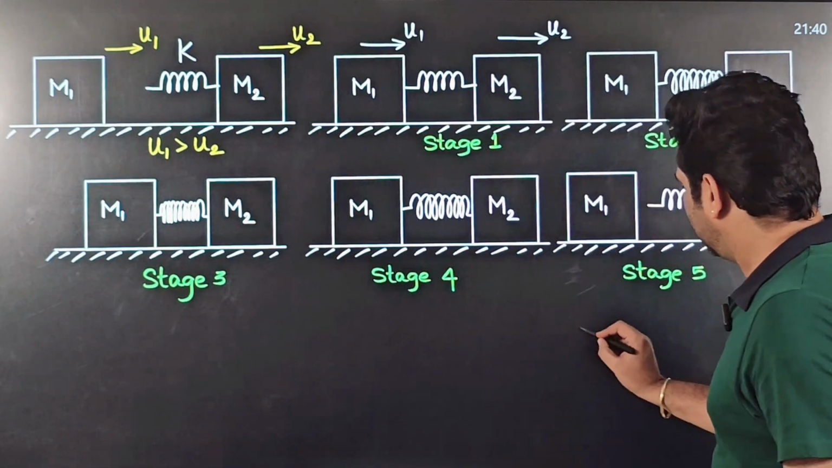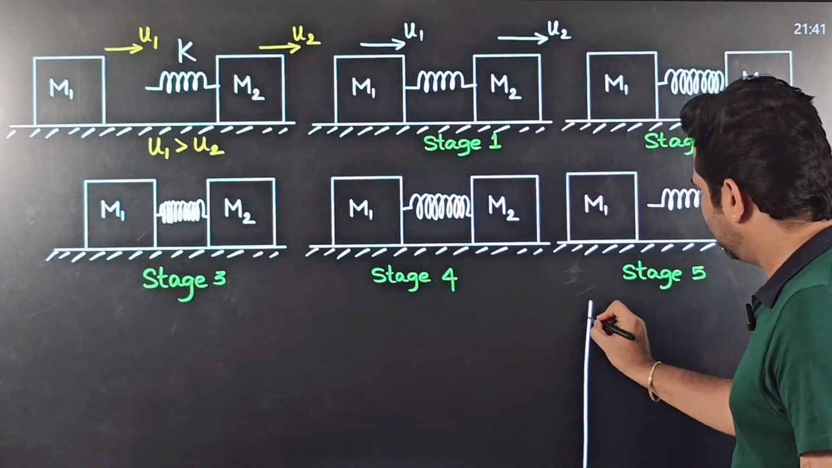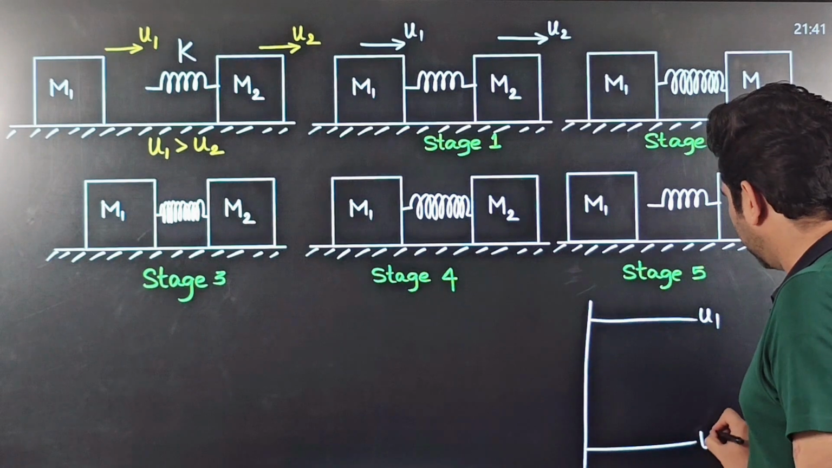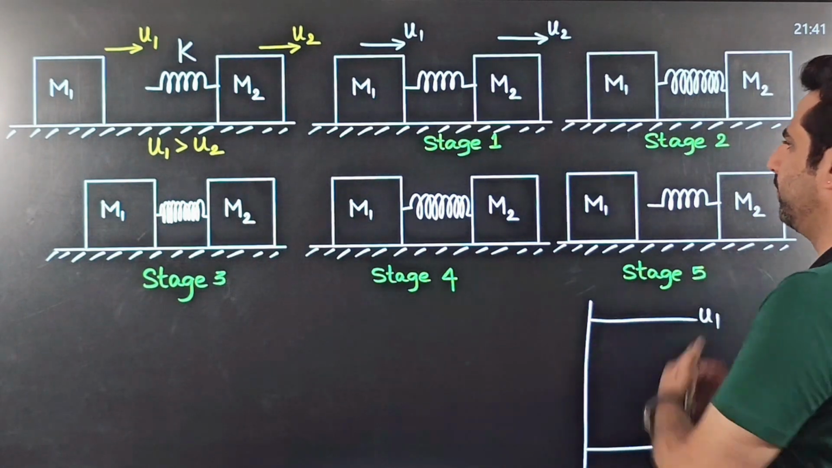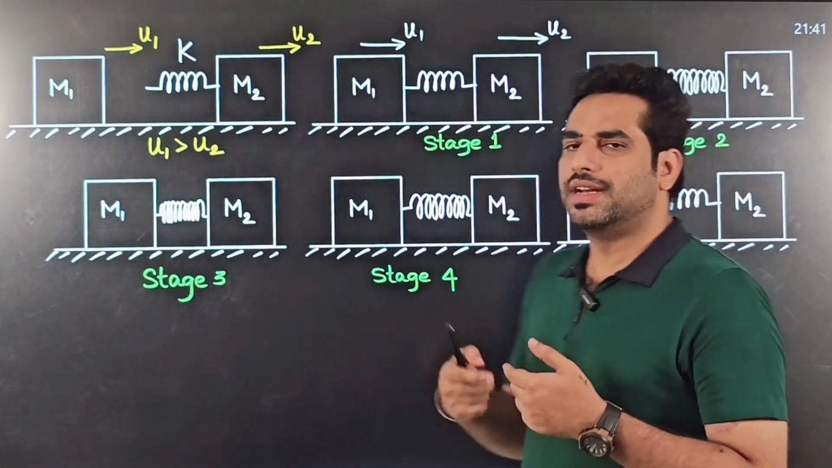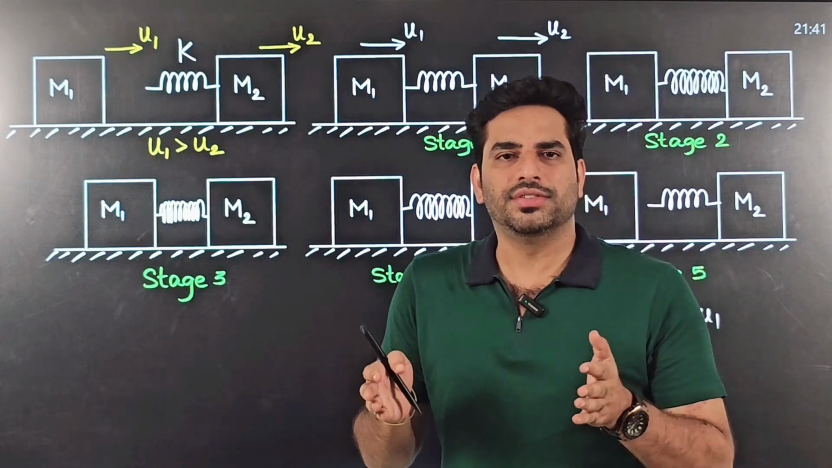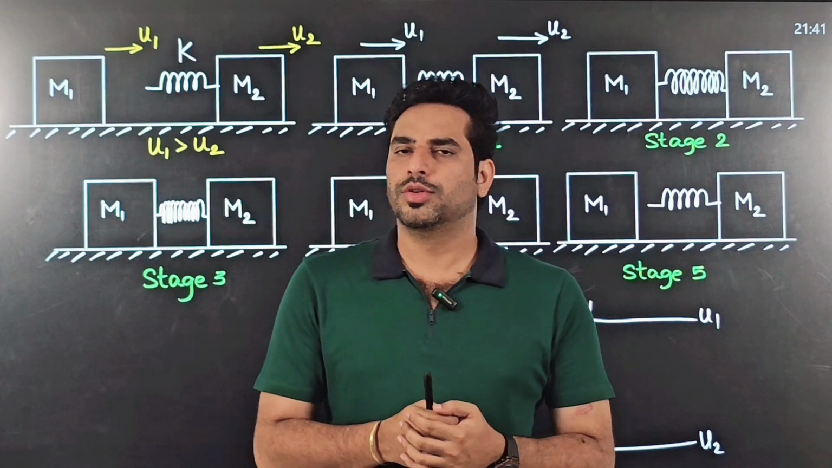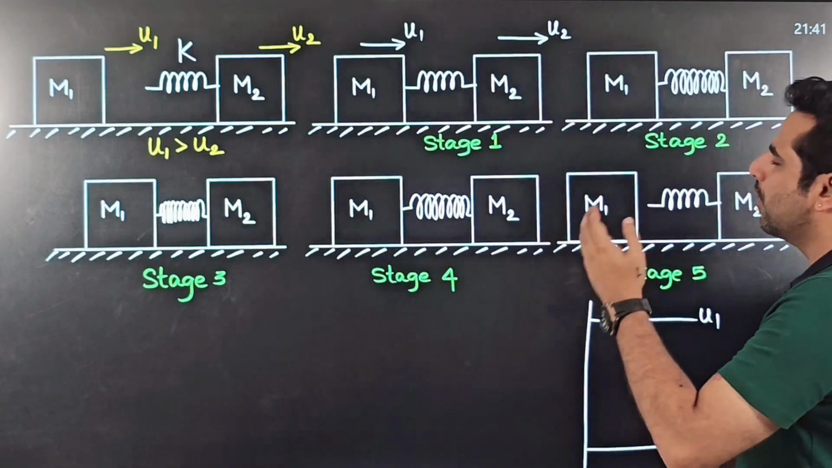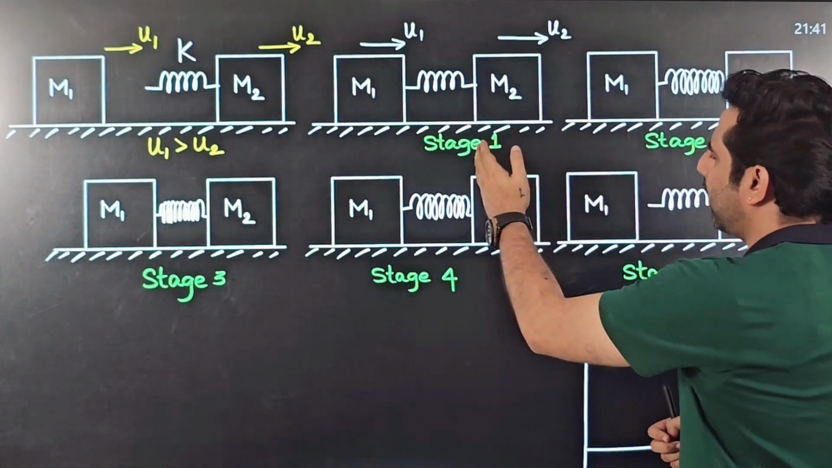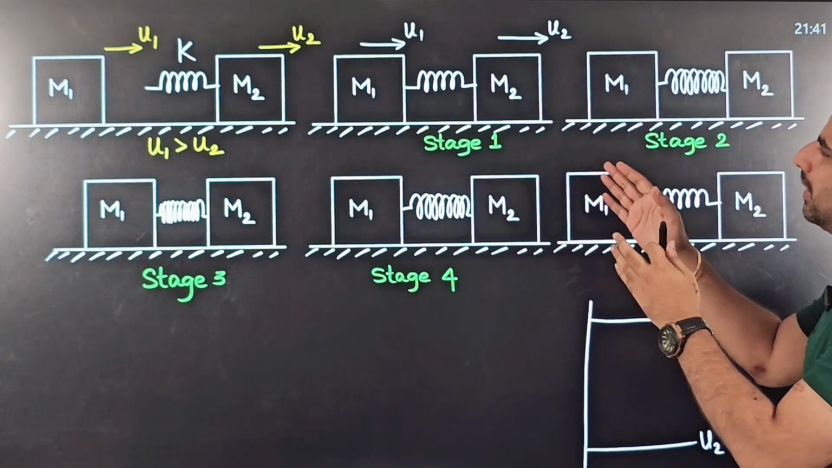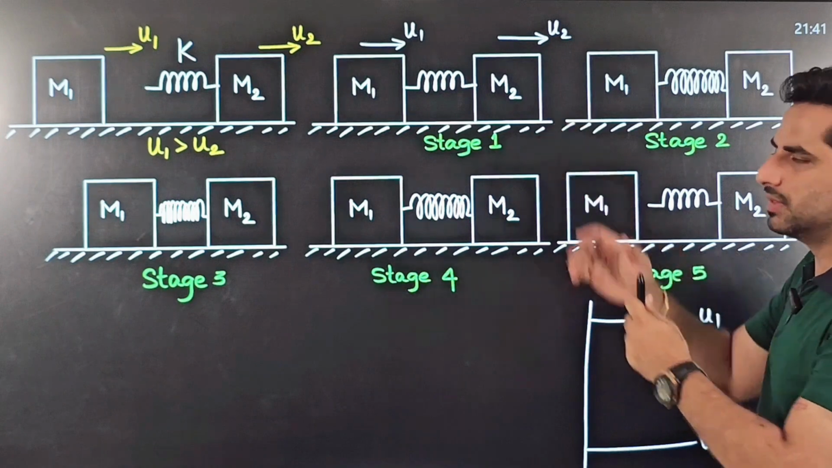So let us take a number line to understand this easily. So this is a number line. U1 is somewhere here above U2. Magnitude wise, U1 is greater than U2. Because U1 is greater than U2, the distance of separation between M1 and M2 will certainly decrease. So as the distance decreases, we are going to arrive at stage 1 where M1 hits the spring. This is the moment from where the actual process of collision begins.